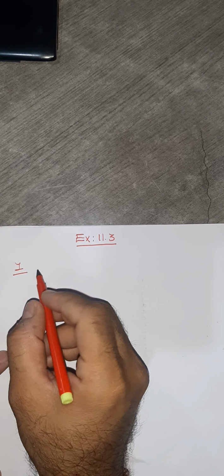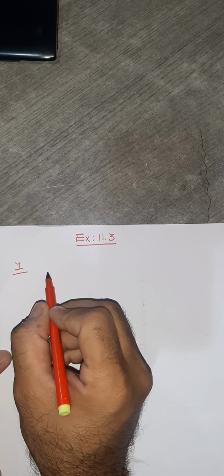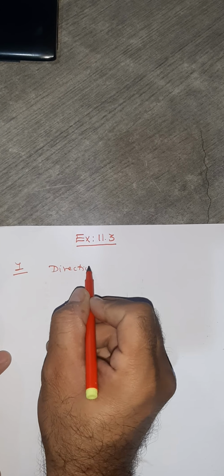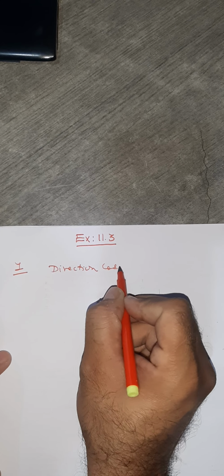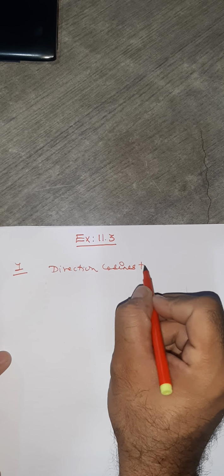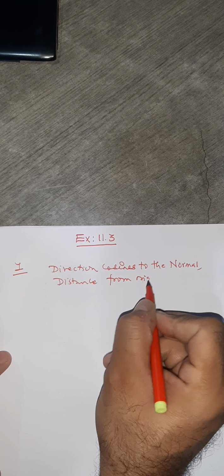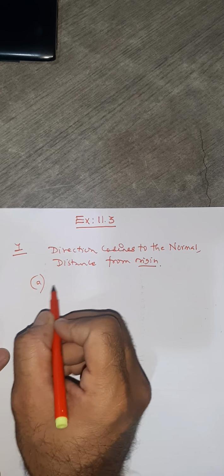Exercise 11.3. First question. We are asked for two things: direction cosines to the normal to the plane, and distance from the origin. These two things we are asked there. Okay, so let's see the first sub question.